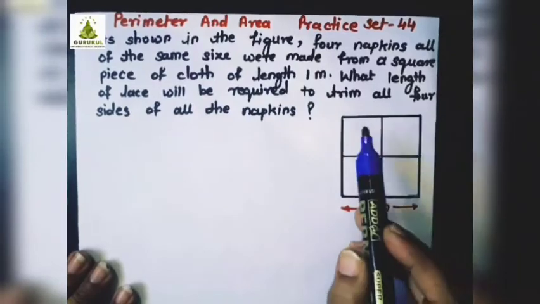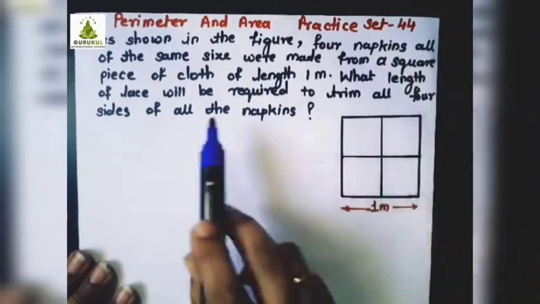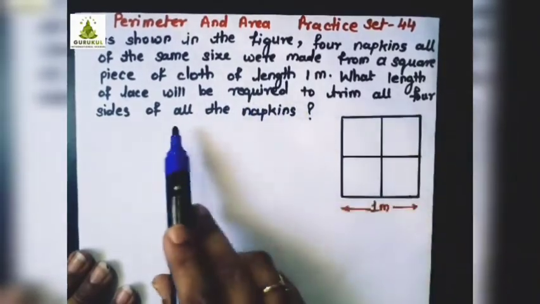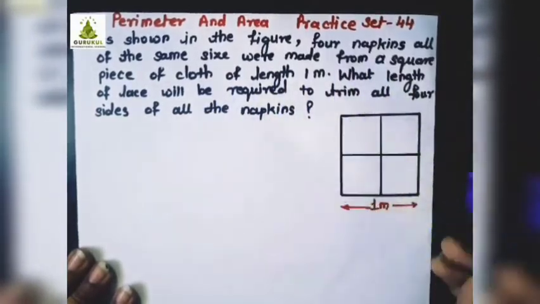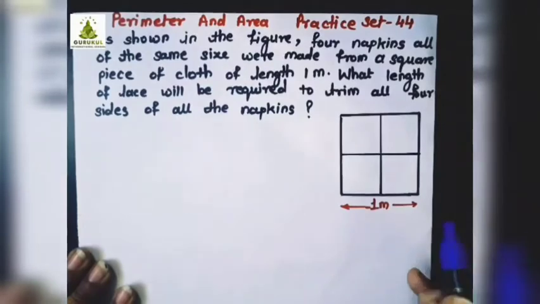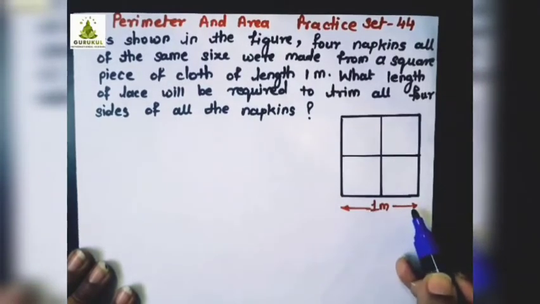and it is what it is done. What length of the lace will be required to trim all 4 sides of the napkin if the 4 napkins are made from this one? Okay, so its length is how much? It is 1 meter, it is given.